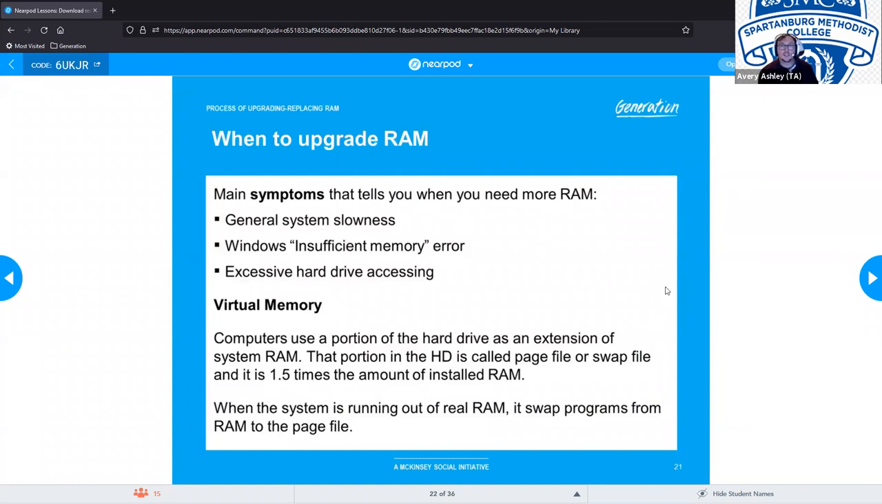Yes, Janina. So when I was reading, it was saying that it takes some files out to store files when it's slow. Is that what you mean? Yeah, so let's see the best way I can explain this.